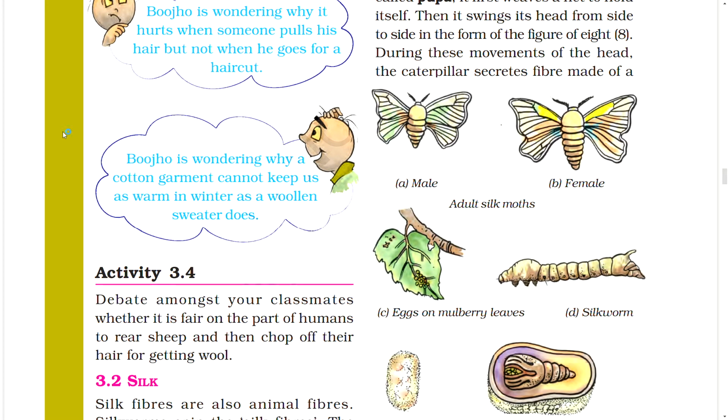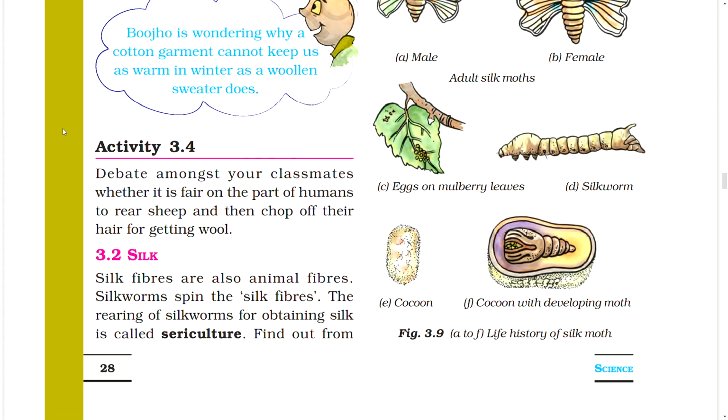A male, B female, adult silk moths. C eggs on mulberry leaves. D silkworm. E cocoon. F cocoon with developing moth.